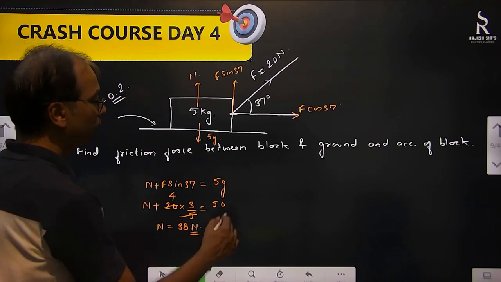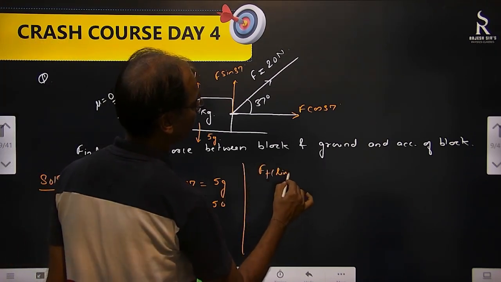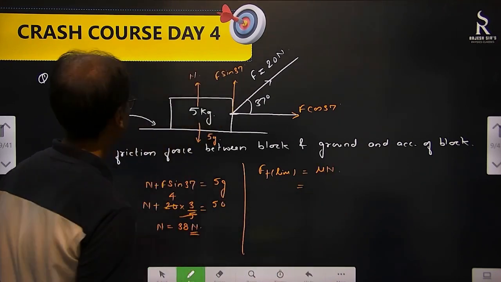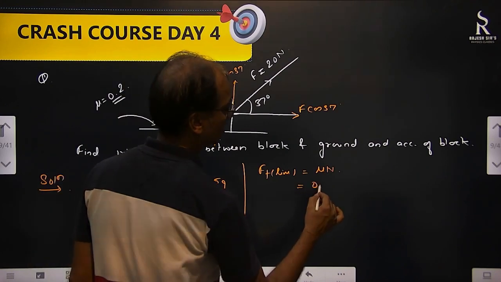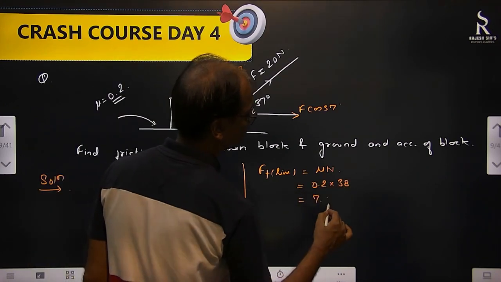Okay, so now first of all, what is the limiting value? Force of friction limiting is mu n only, there is no problem in that. Mu is what? 0.2. 0.2 into 38 means 7.6 Newton only.